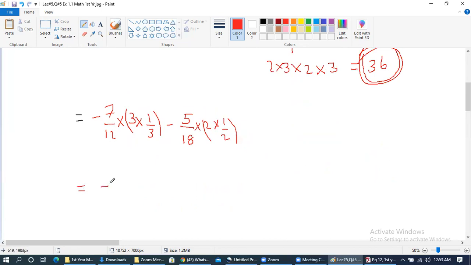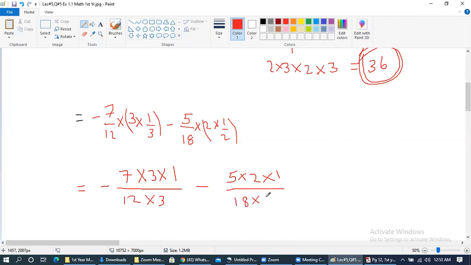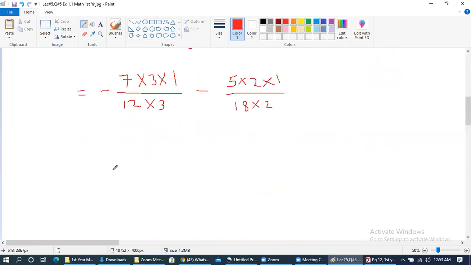Now you can see here that this is 7 cross 3 cross 1. These are the numerators of the first fraction, divided by 12 cross 3. These are the denominators. These will be multiplied with each other. While the next fraction is 5 by 18, so 5 by 18 cross 2 cross 1 by 2. So all of these can be written in this form. So this is 18 times 2, because the fractions are same.